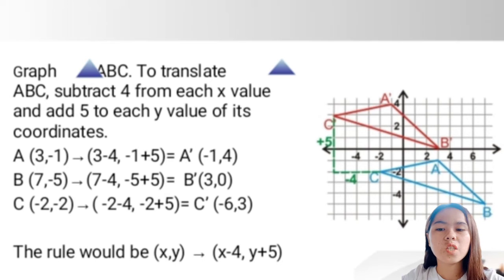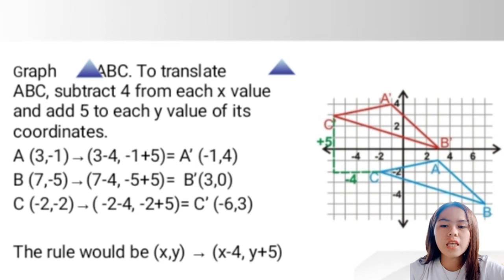To translate triangle ABC, subtract 4 from each x value and add 5 to each y value of its coordinates. Triangle A: positive 3 and negative 1. 3 minus 4 and negative 1 plus 5 equals, the triangle A' is negative 1 and positive 4. And B: positive 7 and negative 5. Positive 7 minus 4 and negative 5 plus 5. The answer for B' is 3 and 0.